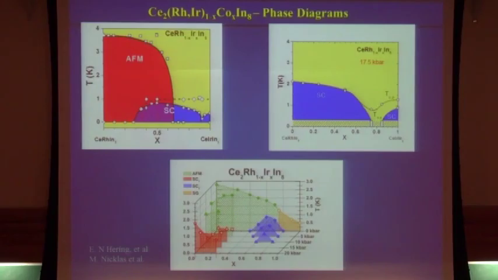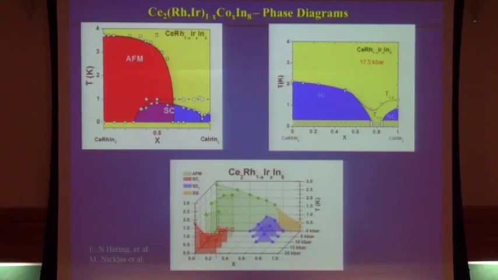So that's the 115 high pressure phase diagram. You can see that you have superconductivity almost in all the doping range of the phase diagram. And that's the 218 pressure composition phase diagram. So the magnetism, which is in green here, can also be tuned to superconductivity, which is red. So both by pressure tuning and by doping, you can achieve superconductivity in these materials.